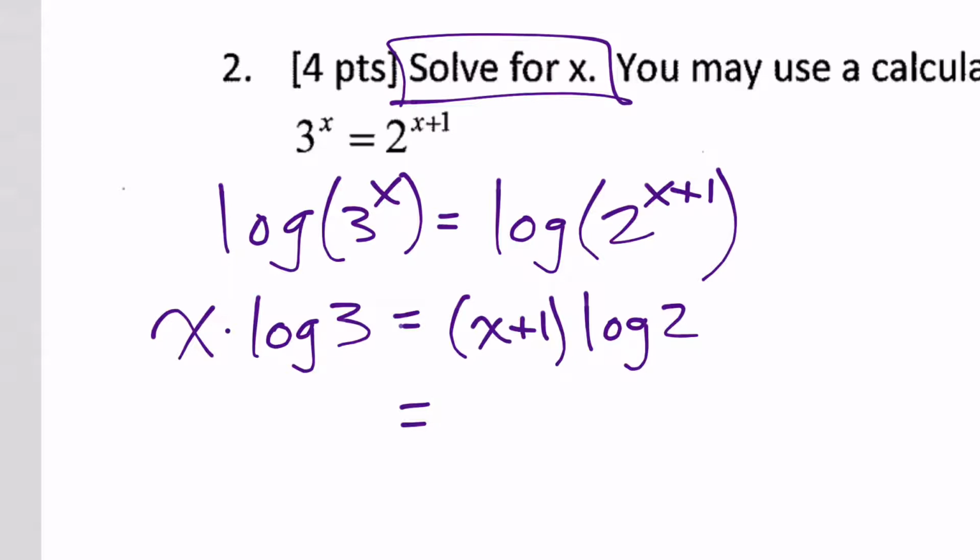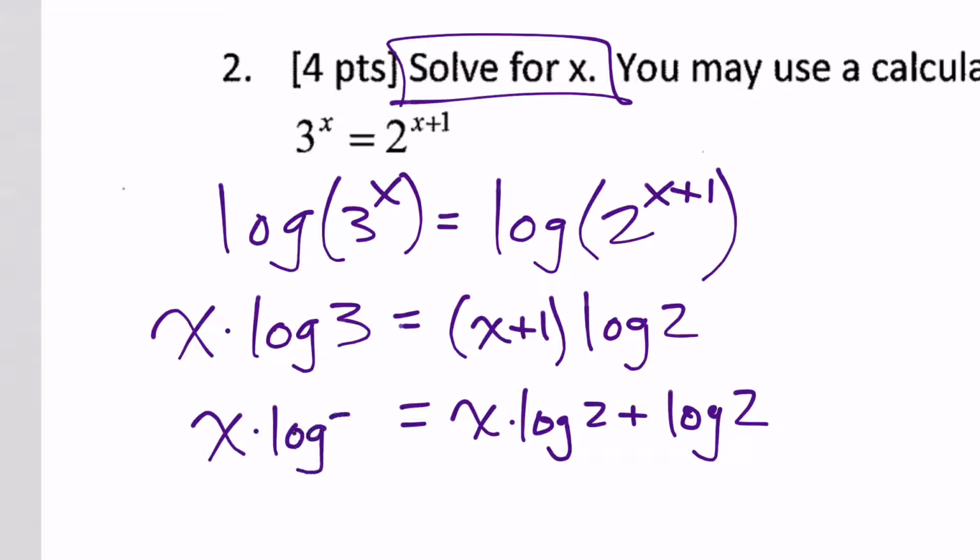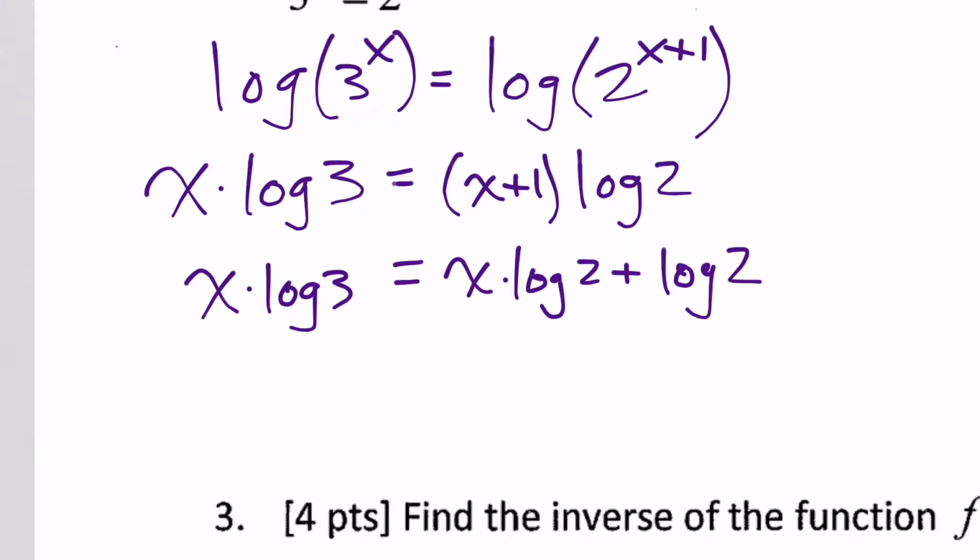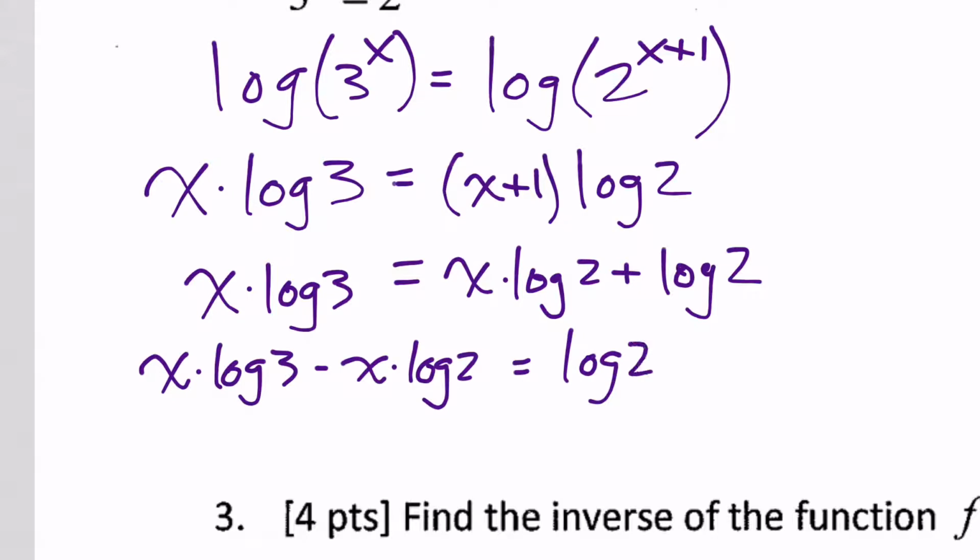So distribute the log of 2 to both those terms. So I will get x times the log of 2 plus 1 times the log of 2. So I'll just write that as log of 2. And that still equals x times the log of 3. So now, again, my goal is to get my x's on the same side. So in order to do that, I will subtract x log 2 to the left. So I have x times the log of 3 minus x times the log of 2 equals the log of 2. Just a little algebra there.